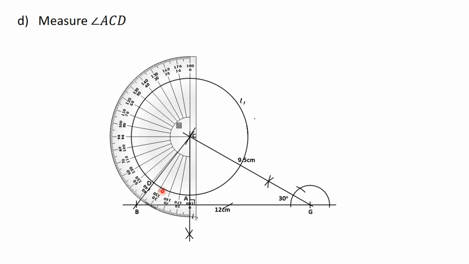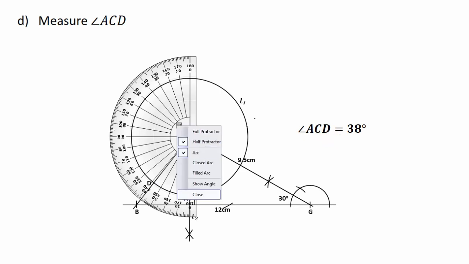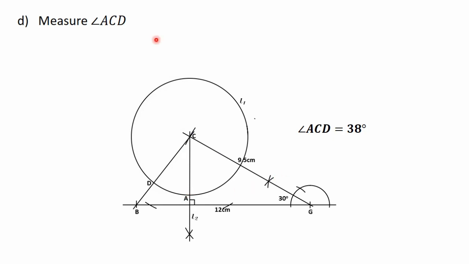Now, after you have done that, you read the angle that falls on the other line. The other line is the line CD. So you read the angle that falls on the line CD. For my construction, the angle that falls on the line CD is 38 degrees. What this means is that the angle ACD, that is the angle formed between the line AC and the line CD, is 38 degrees. We are now done with the protractor, so I'm going to take it off. We have now answered the last part of the question.